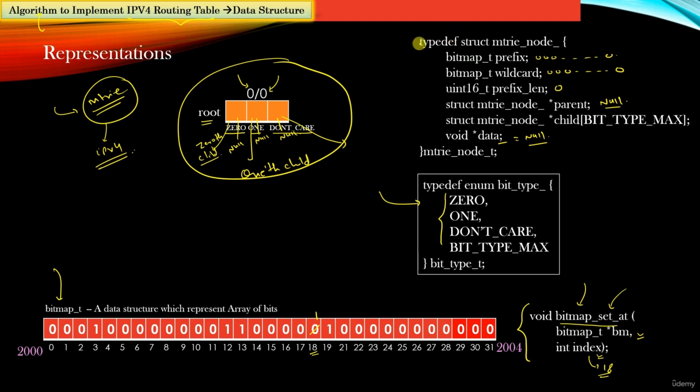So I hope you understood this structure. This structure is very important in order to understand the algorithm. Once again, every node of the mtry will store the effective prefix, which is a combination of the prefix and wildcard, of course the prefix len, the pointer to the parent, the pointer to its children, and the additional application specific data. Now in the next lecture video, we will start our discussion with how we will insert routes one by one into an mtry data structure.